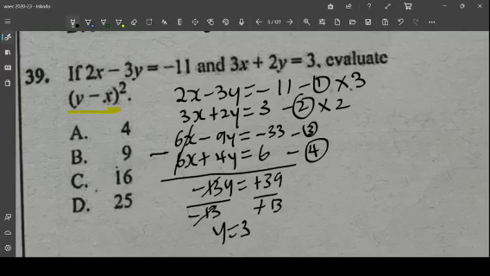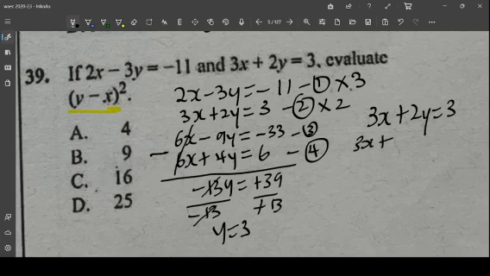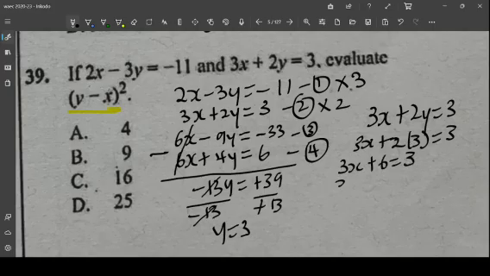The next step now is to substitute y as 3 in any of the equations: equation 1, 2, 3, 4. All right, but it's easier to pick from equation 1 and 2. So let's pick equation 2 that says 3x plus 2y is equal to 3. So I'm going to put 3 in place of y. So I'm going to have 3x plus 2 times 3 is equal to 3, which is 3x plus 6 equals 3. So it means that 3x is equal to 3 minus 6 when I collect like terms, which is 3x is equal to minus 3.